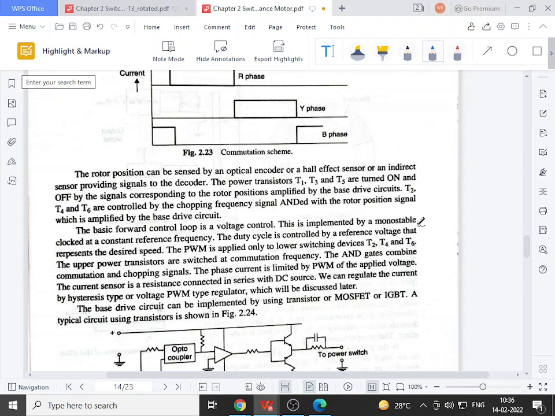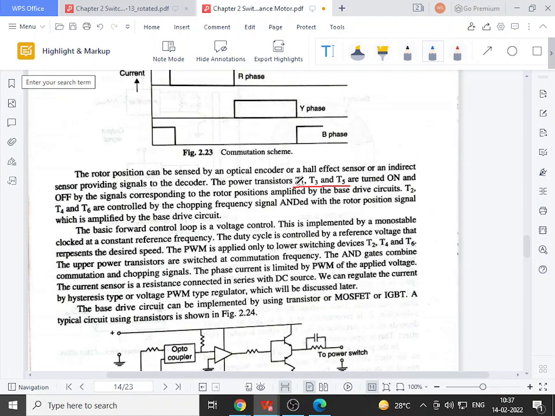Now this is implemented with a Hall effect sensor. The output of this Hall effect sensor or optical encoder is provided, directly or indirectly, to the base driver circuit, and that is used to turn on the upper leg power semiconductor switches. The output is generally provided to turn on the upper leg switches, which are T1, T3 and T5.